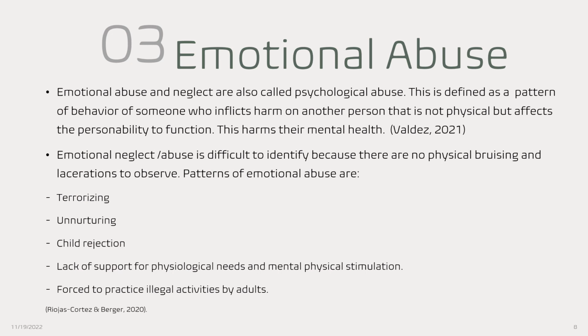Number 3 is emotional abuse. Emotional abuse and neglect is also called psychological abuse. This is defined as a pattern of behavior of someone who inflicts harm on another person that is not physical but affects the person's ability to function. This harms their mental health. Emotional neglect and abuse is difficult to identify because there is no physical bruising or lacerations to observe. Patterns of emotional abuse are terrorizing, unnurturing, child rejection, lack of support for psychological and mental, physical stimulation, and forced to participate in illegal activities by adults.